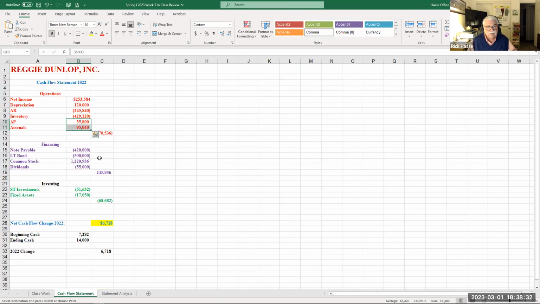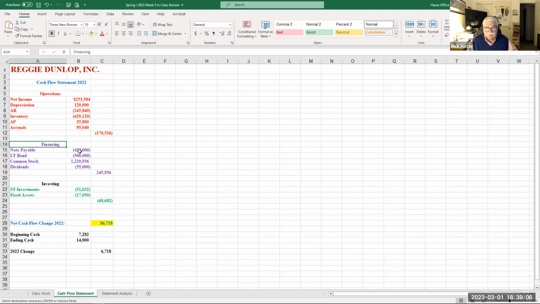So if we take that into account, net income, depreciation, accounts receivable, inventory, accounts payable, and accruals, we have a negative operating cash flow of $170,536. That's not good. Most companies want to have at least a positive cash flow from operations because that money helps them fund other sides of the business. Well, now we get into the financing side of the cash flow statement.